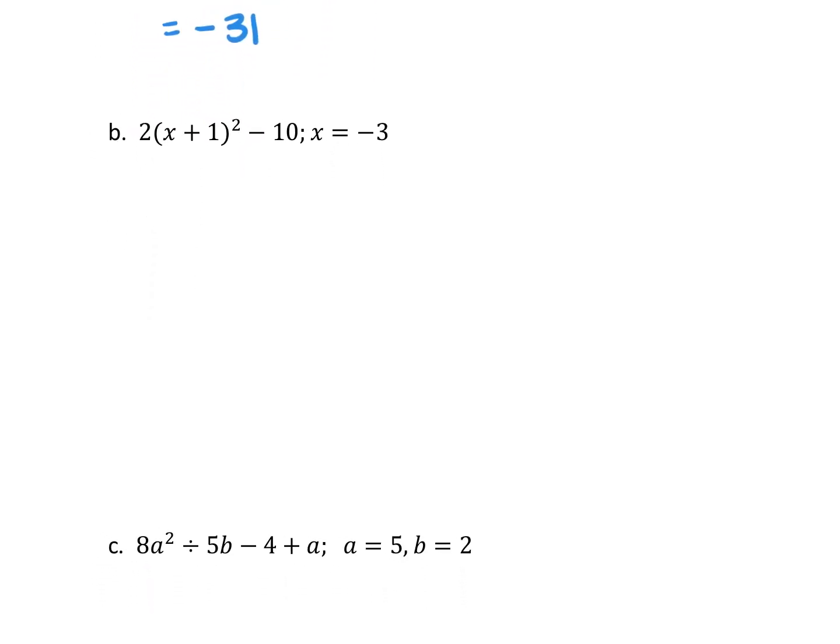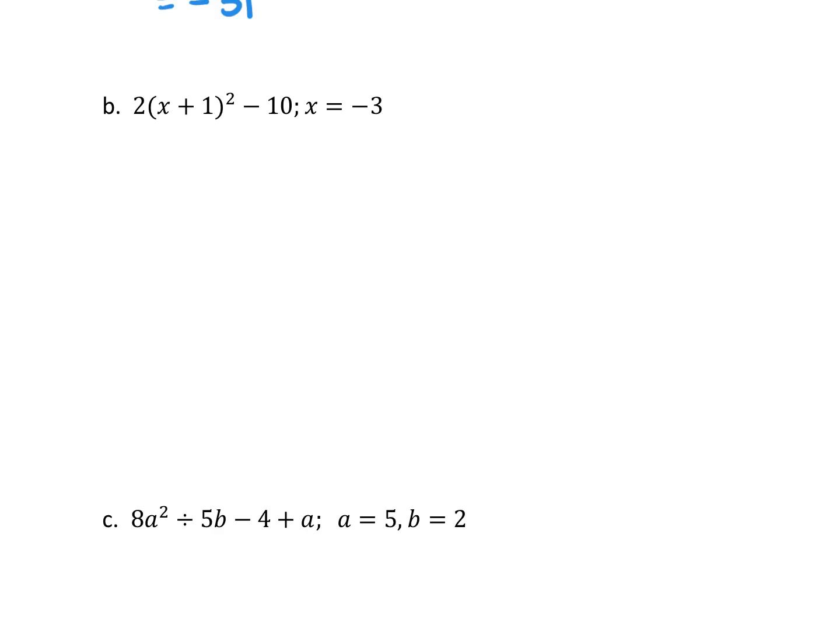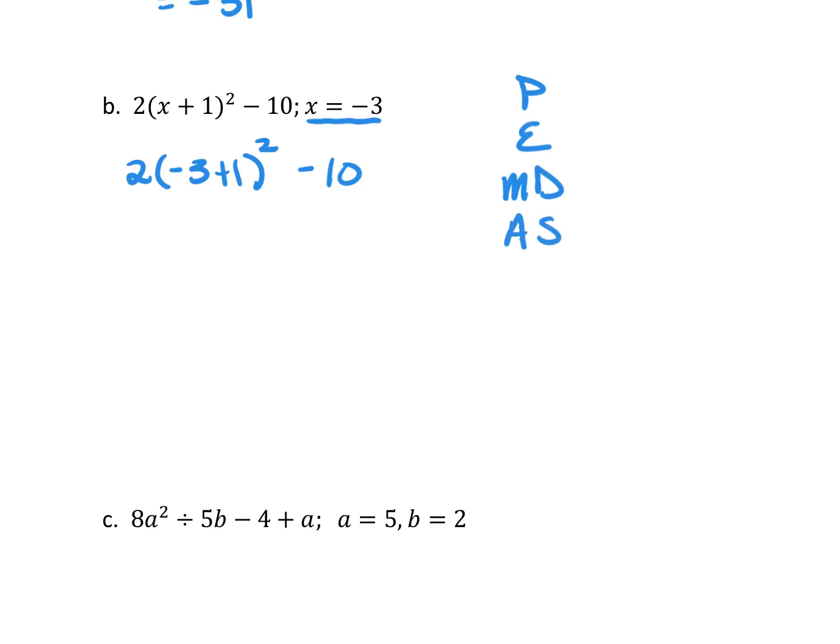If we come to example B, we have 2 times x plus 1 squared minus 10. So same thing again. In order to evaluate, we want to replace x with -3. And when we plug that in, we get 2 parentheses -3 plus 1 squared minus 10. If we follow our order of operations, the first thing we want to do is parentheses. We want to simplify inside parentheses. We get -3 plus 1 is -2.